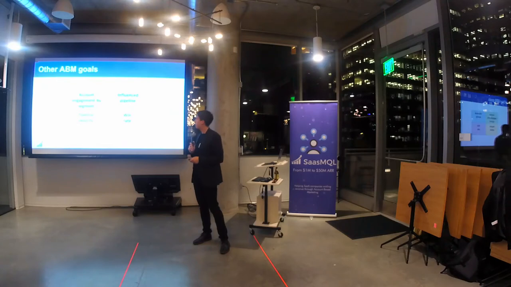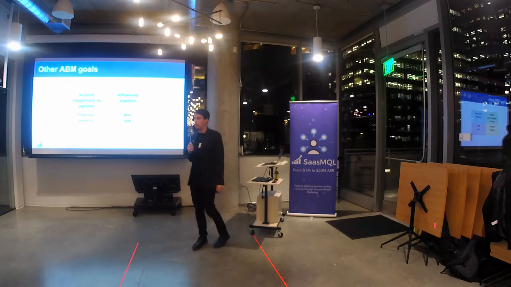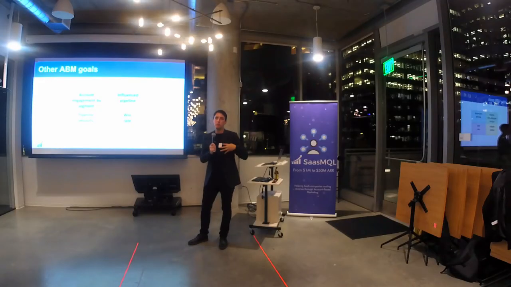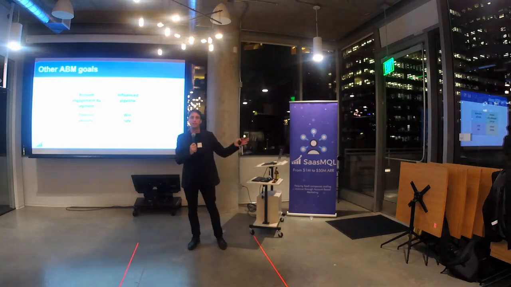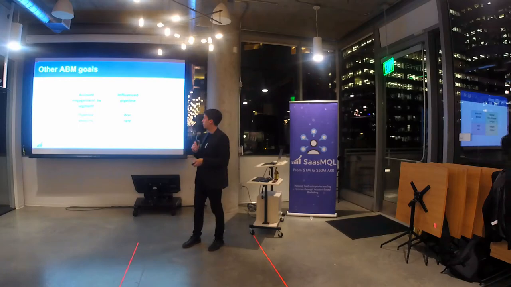just to get an idea, some of the other ABM goals, other than meetings and pipeline, that you want to track are account engagement by segment. So if you have 500 accounts, how many of those do you want to engage? Do you want to engage 50 of them, 30 of them, 10%, 20% of them? Have a metric like that. And being able to track that engagement is very important, because especially in enterprise, it's not always a clear path of meeting, opportunity, direct revenue. You're going to influence a lot of pipeline, you're going to engage a lot of accounts, you're going to start moving some accounts from cold to aware, so you want to be able to track that.